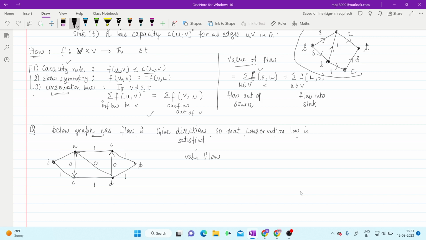SA. SE. SA. SA, because S is our source vertex, and since it has flow 2, we see that it will have direction SA and SE.